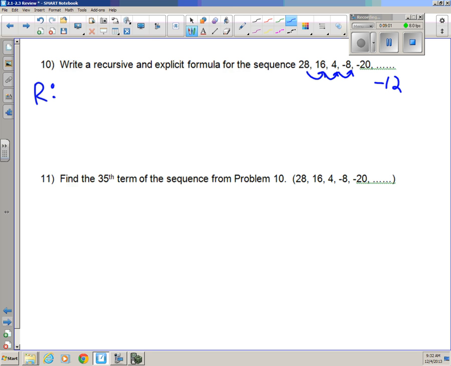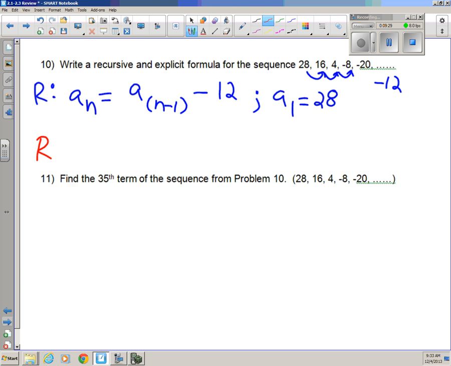So you can use your formula sheet, but just know that for any term, as long as we know the term before it, all we have to do is add a -12. And we also understand that in this particular sequence that the first term is really 28. So that's what we're looking for, your recursive. Your explicit, sorry, I put an R.